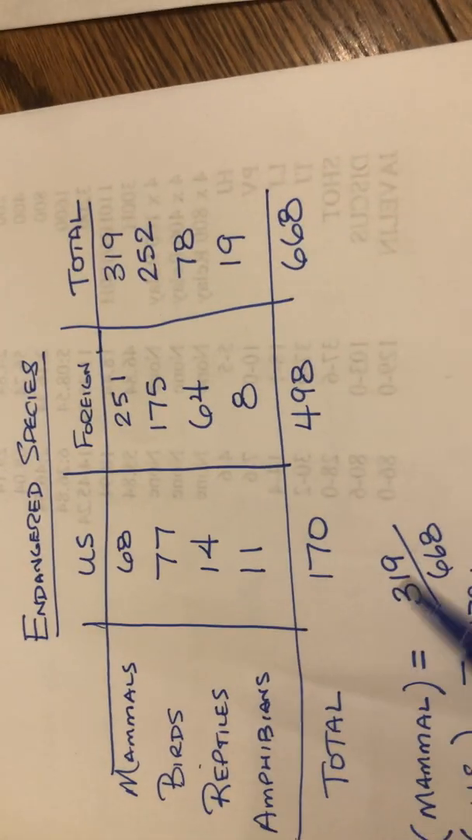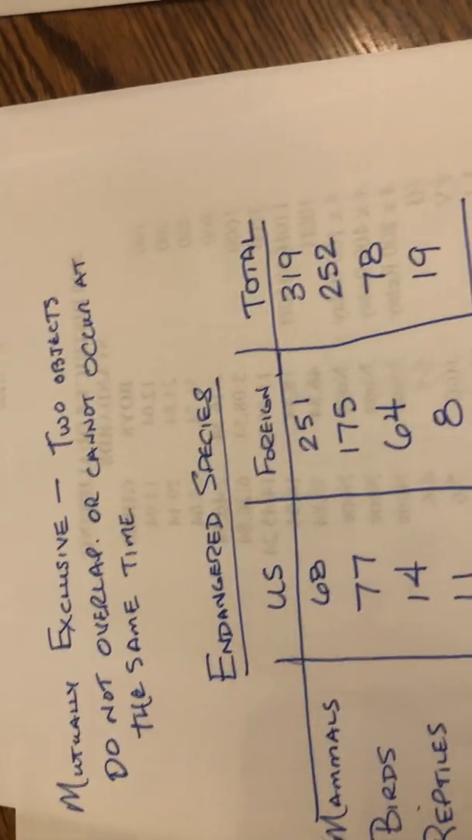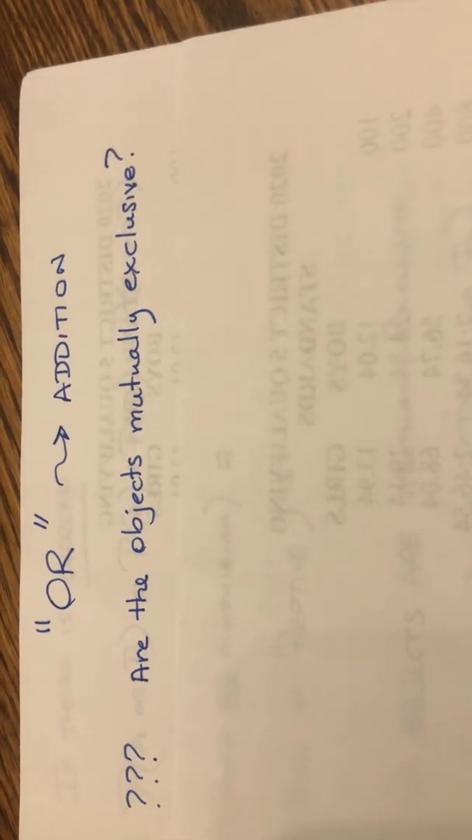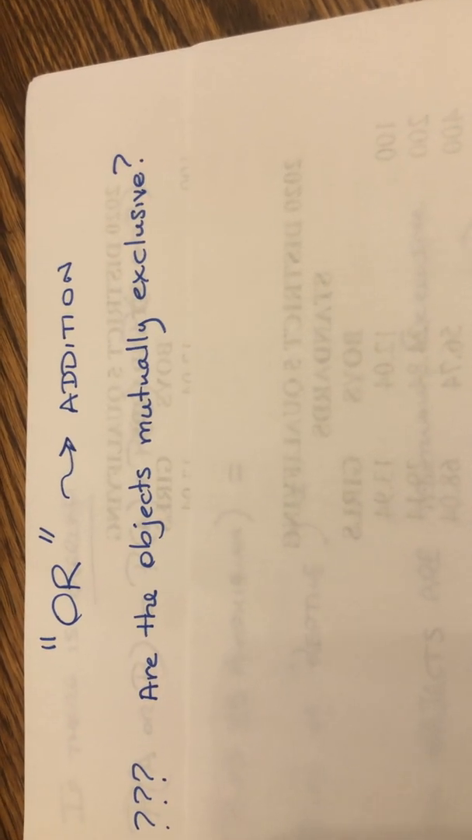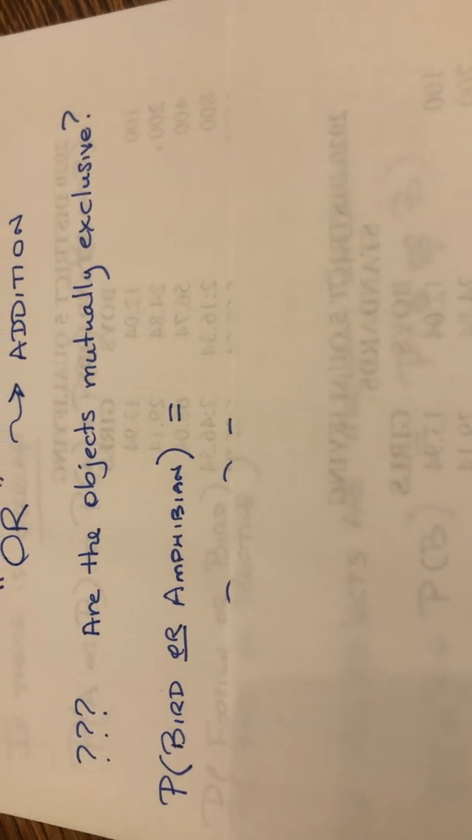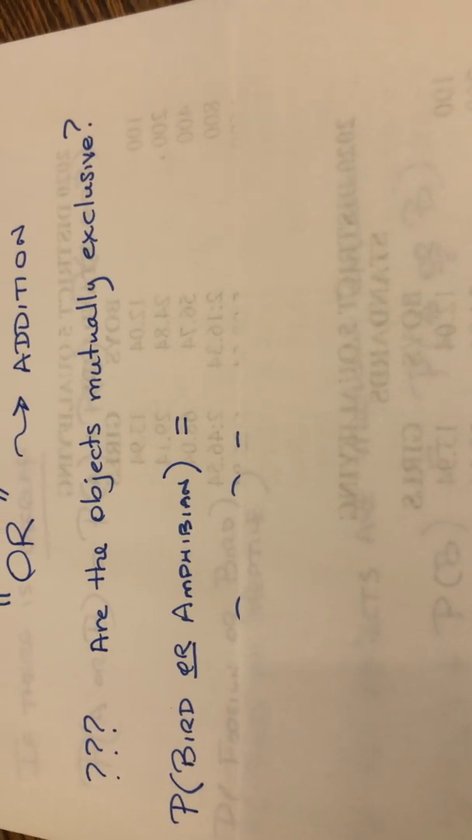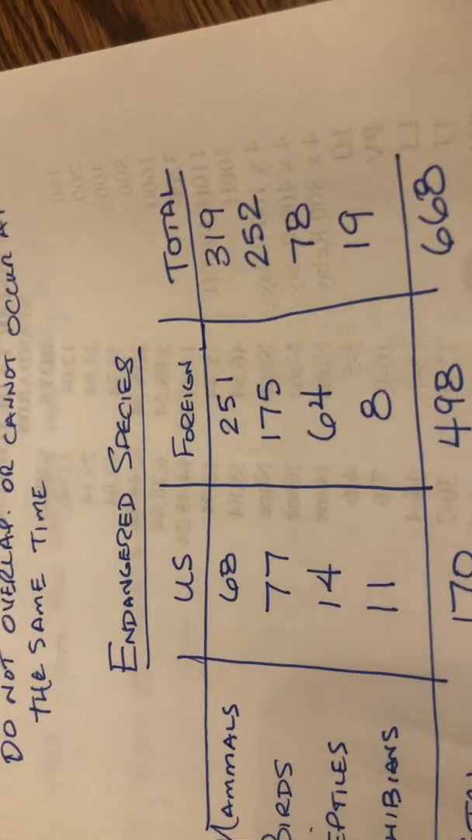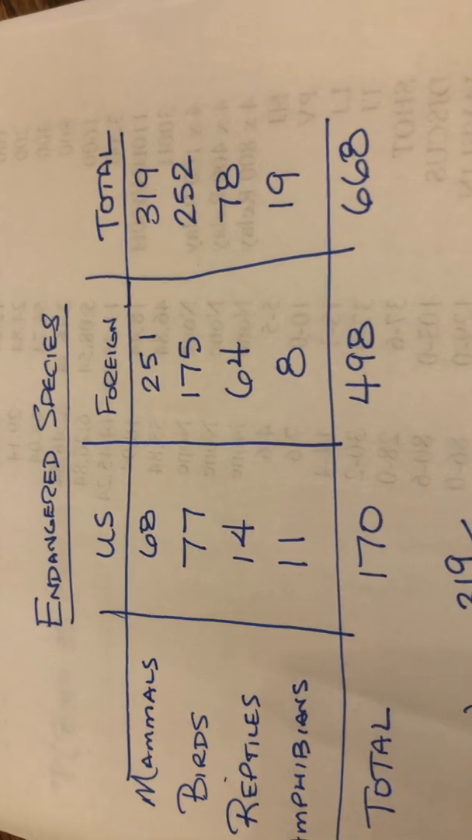So as we're addressing the idea of mutually exclusive concepts, we're really starting to look at the word "or." And the word "or" is going to imply we're going to use addition to solve these problems. So what you need to be asking yourself first and foremost is, are the objects mutually exclusive? Because if they are mutually exclusive, then it's a simple addition problem. So, birds or amphibians. It cannot be a bird while being an amphibian. So I want to see, okay, what's the probability that it's a bird or an amphibian?